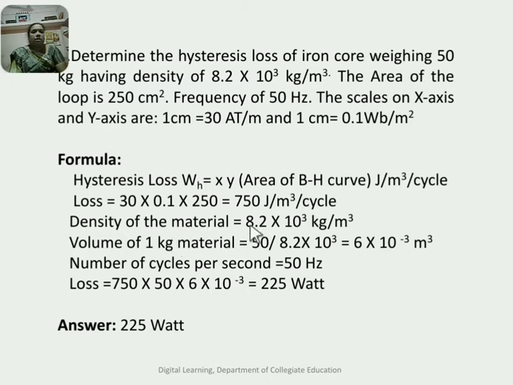See here, density of the material is given as 8.2 into 10 to the power 3 kg per meter cube, and the volume of the 1 kg material is 6 into 10 to the power minus 3, calculated using 50 divided by the density. Here we are using the formula for density: density is equal to mass by volume. It is modified as volume is equal to mass by density. By using this formula, the volume of the 1 kg material is calculated as 6 into 10 to the power minus 3. Number of cycles per second is equal to 50 Hertz. After substituting all these values in the loss formula, we get 225 watt as the total loss.